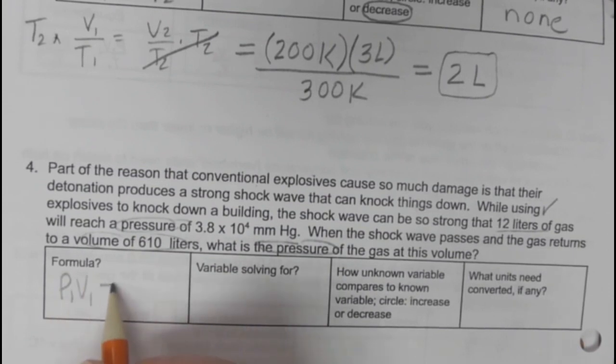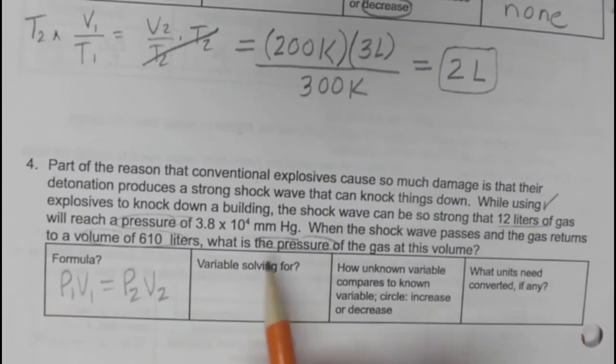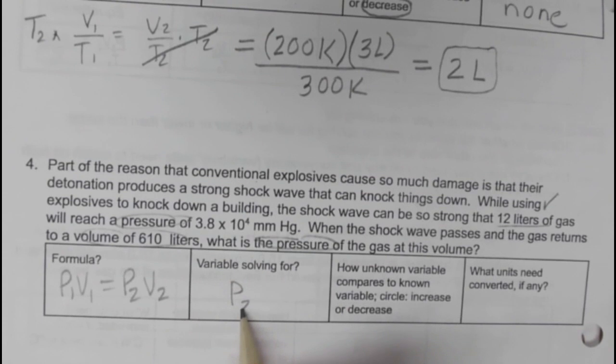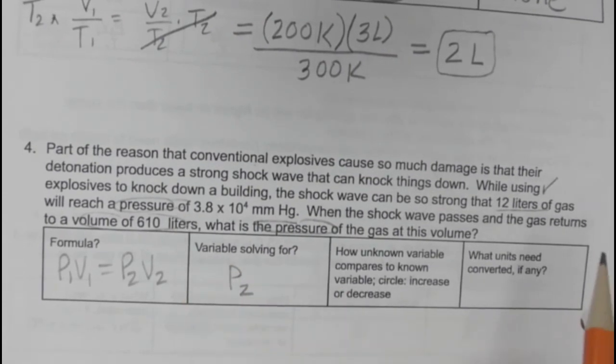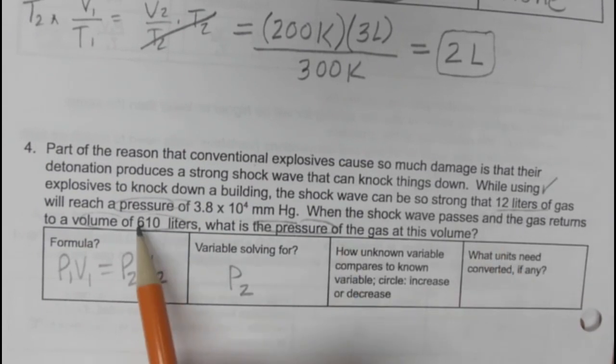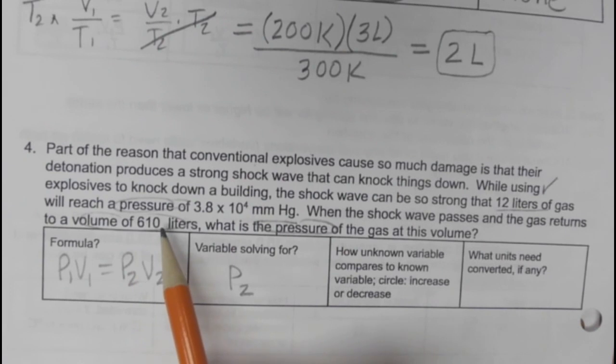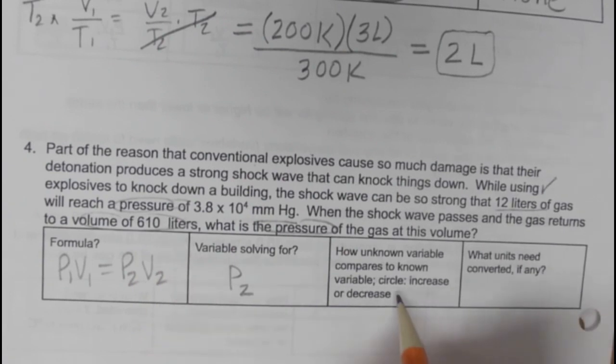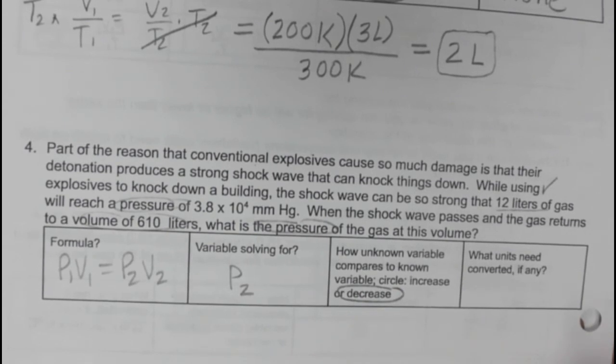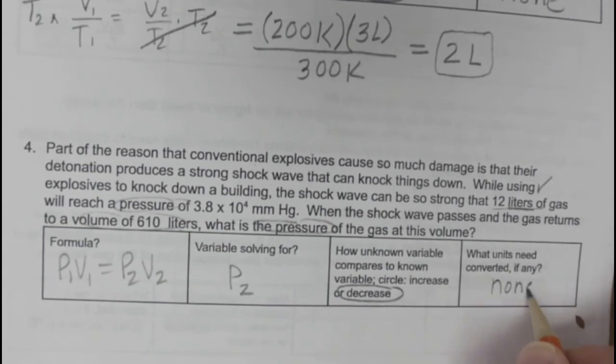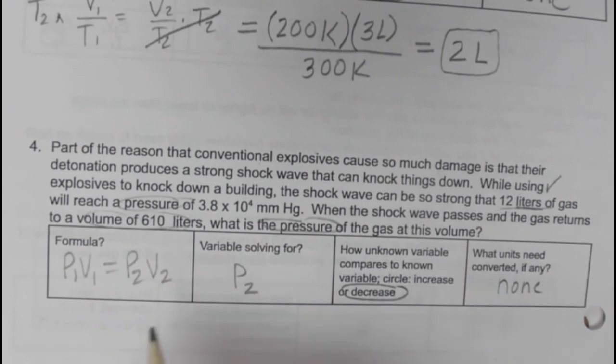So we're going to do P1 V1 equals P2 V2. What is the pressure now? So we're going to solve for P2. And the volume went up, 12 liters to 610 liters. So if our volume goes up, our pressure has to go down. So we're going to predict it's going to go down. And both of our units for volume are in liters. It doesn't tell us any specific unit for pressure, so we can keep it like that. So none here. Again, we're going to solve for P2.